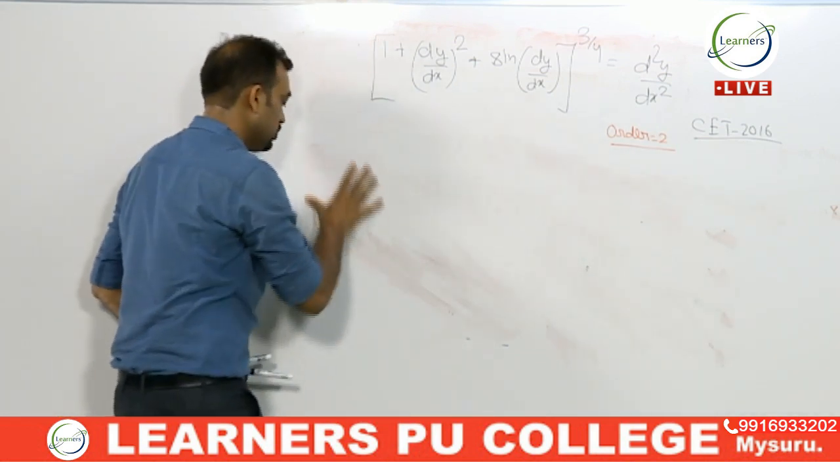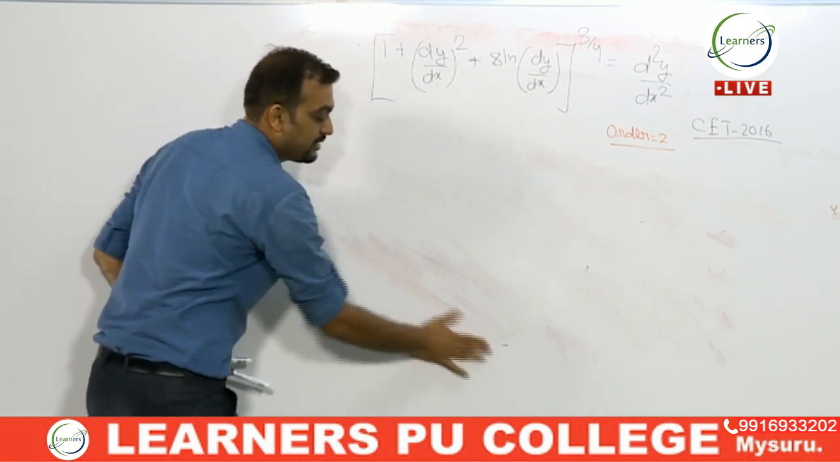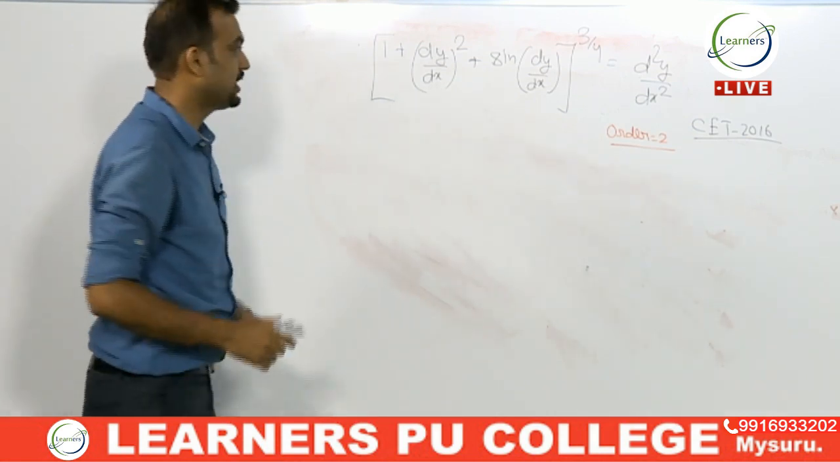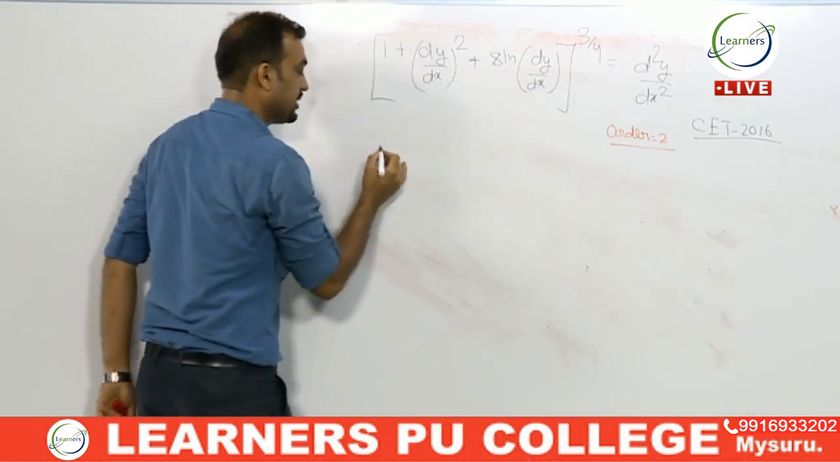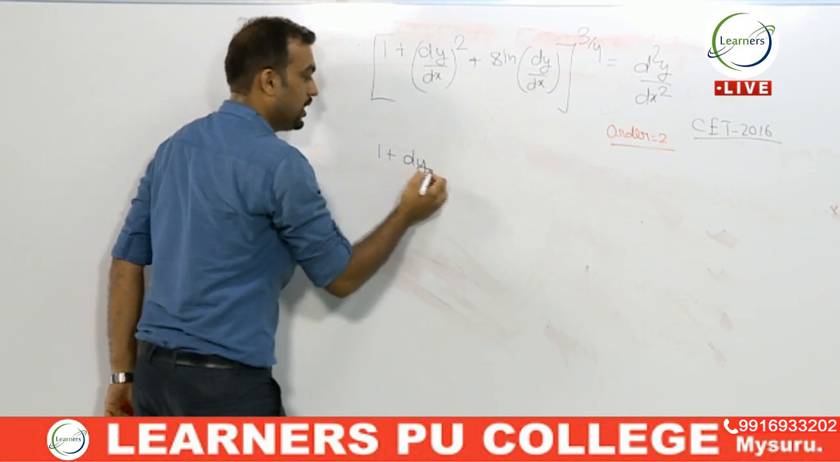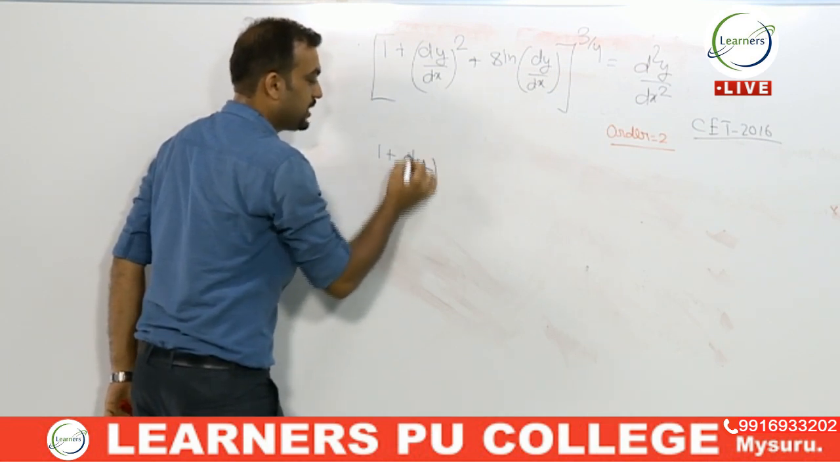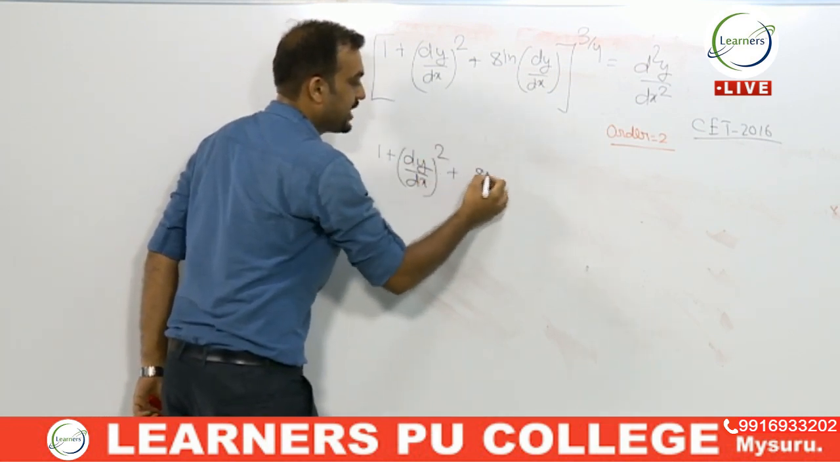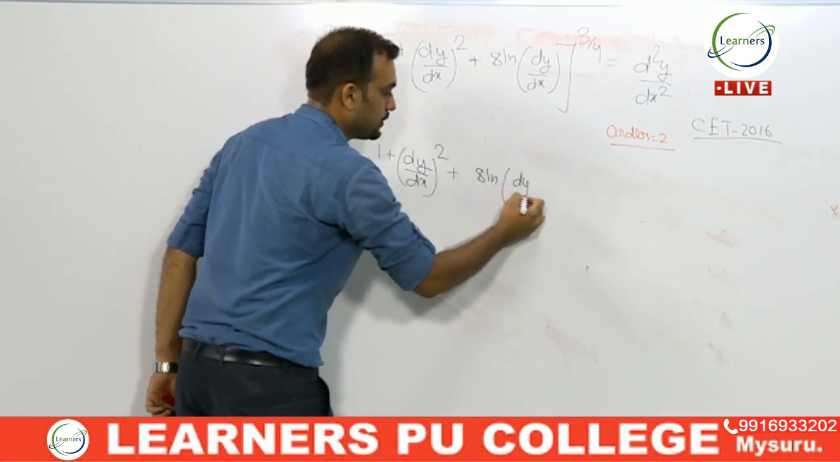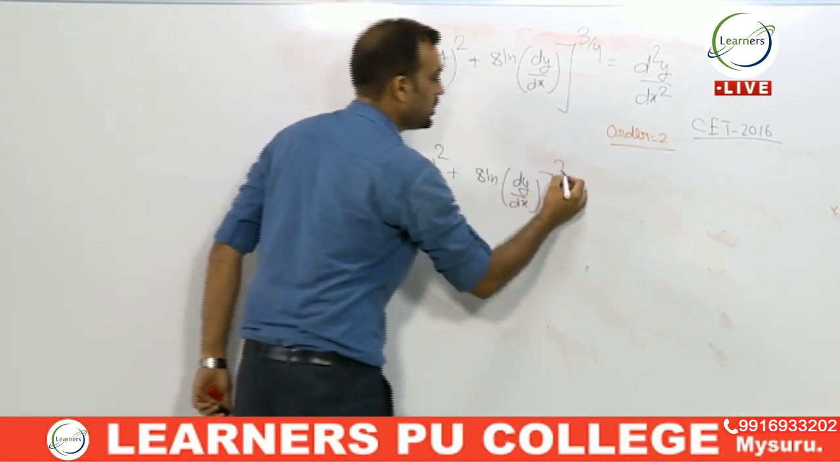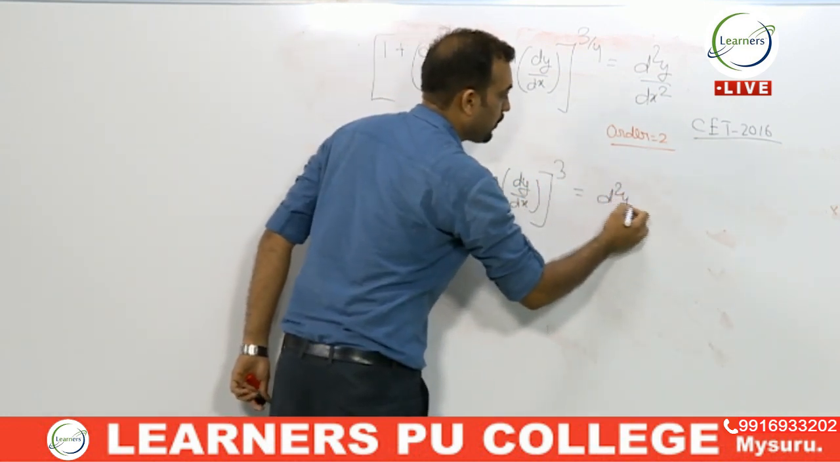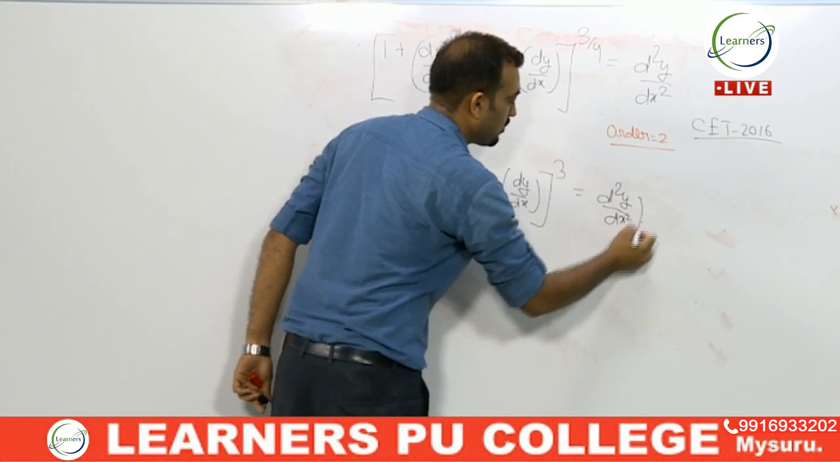First we have to check whether it is polynomial in its derivative term or not. For that, how can we do it? We can take the fourth power. So (1 + dy/dx squared + sin(dy/dx)) whole cube is equal to (d²y/dx²) power 4.